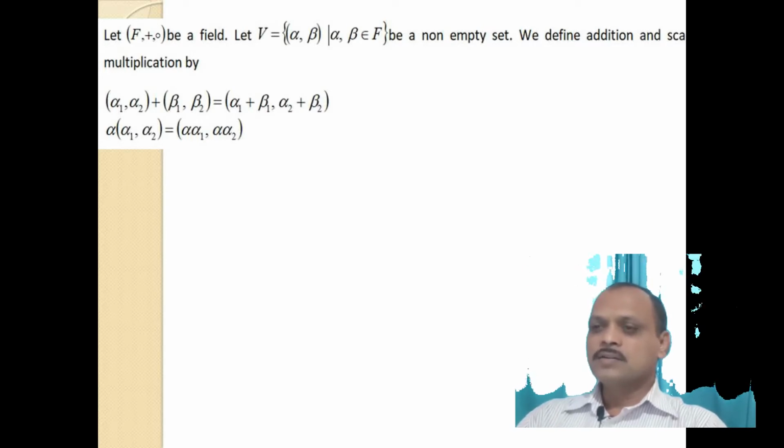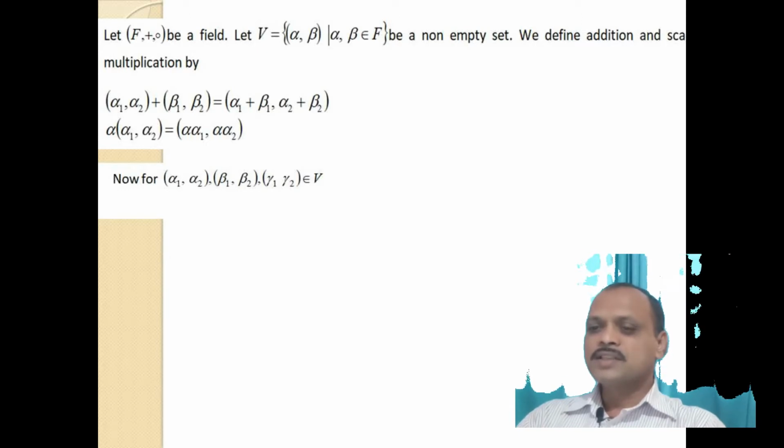Here we are once again taking the previous example, where V is a set of ordered pairs (alpha, beta), where alpha and beta are members of the field F. Their addition and scalar multiplication are defined component wise: alpha 1 comma alpha 2 plus beta 1 comma beta 2 is alpha 1 plus beta 1 comma alpha 2 plus beta 2, again an ordered pair, and multiplying by a scalar alpha gives alpha into alpha 1 comma alpha into alpha 2.